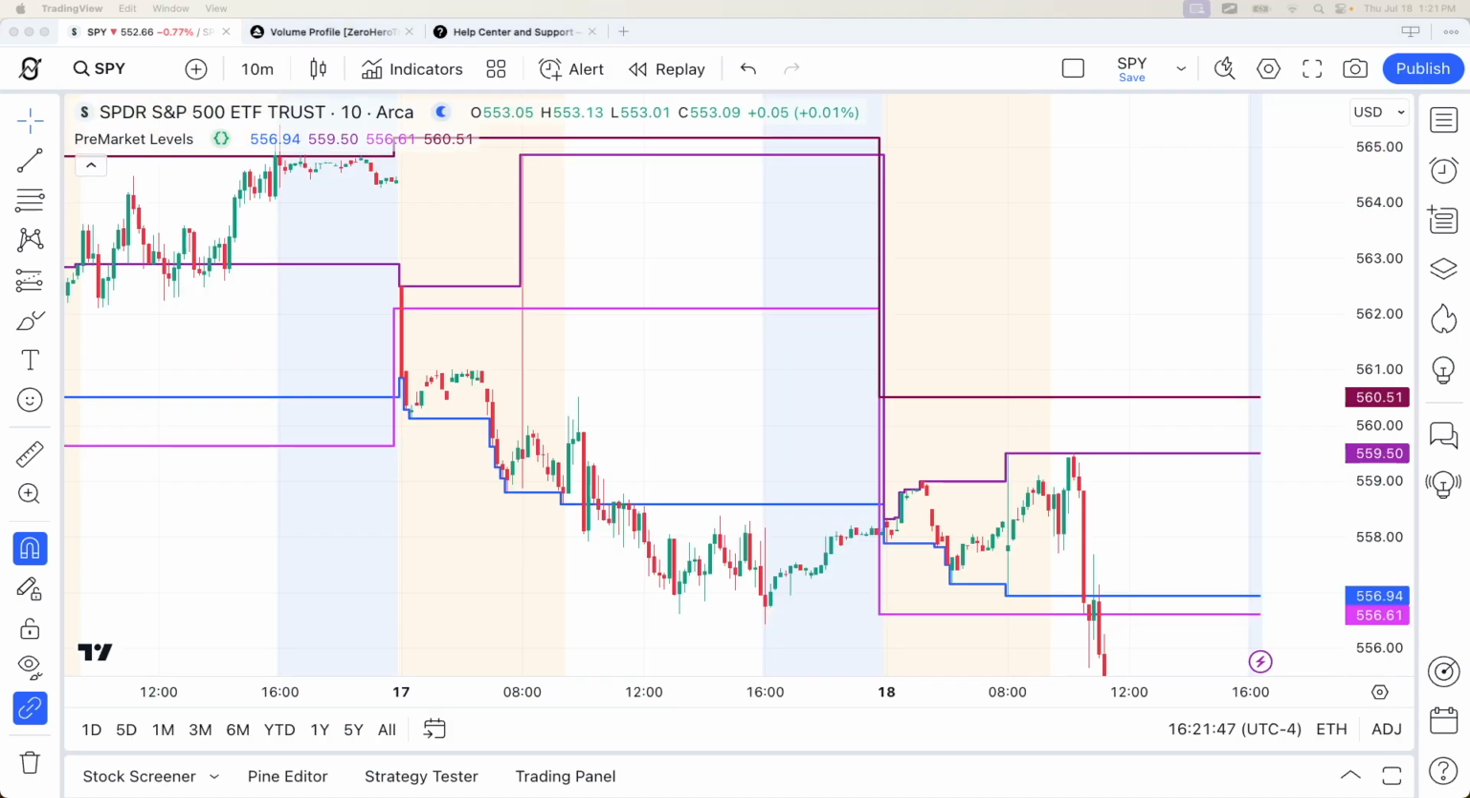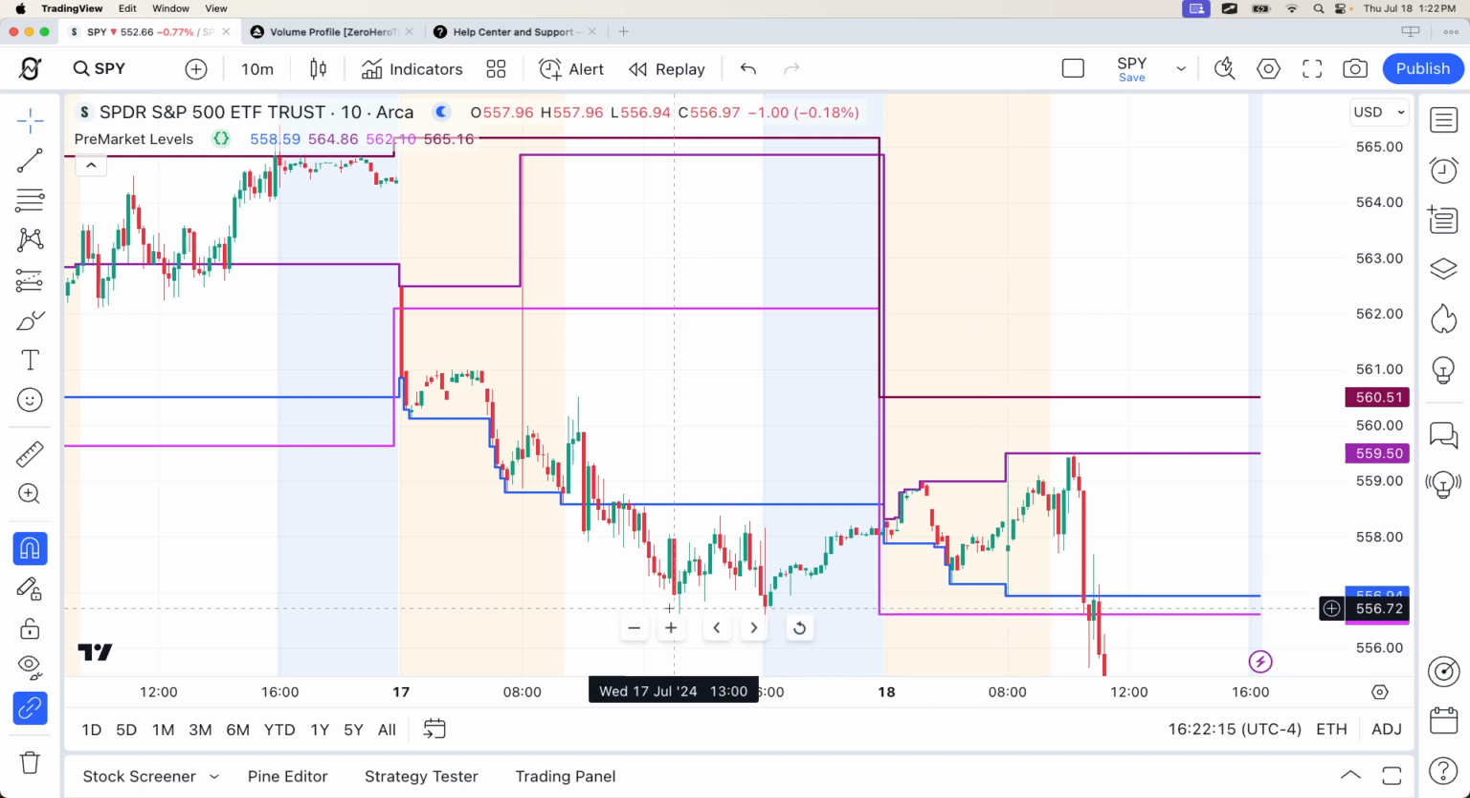Let's look at our pre-market levels for a couple trading days. Indeed, previous day high seems to be correct for this day. Our pre-market high for this day is also correct here. Our pre-market low for this day is also correct here. And our previous day low is also correct here.